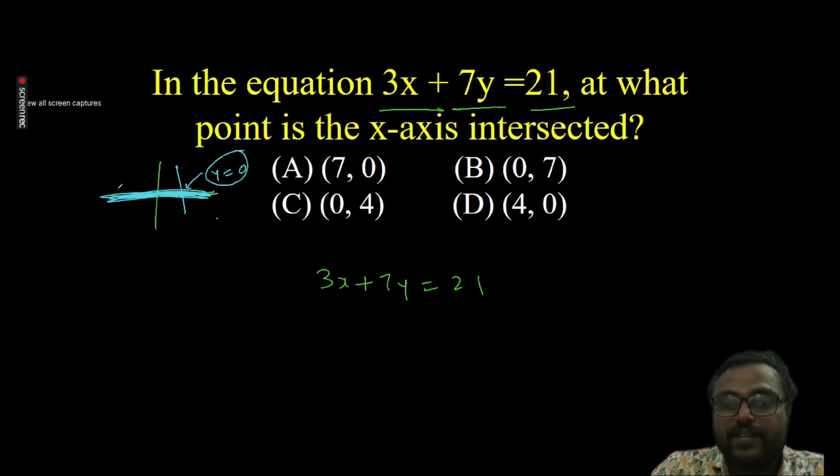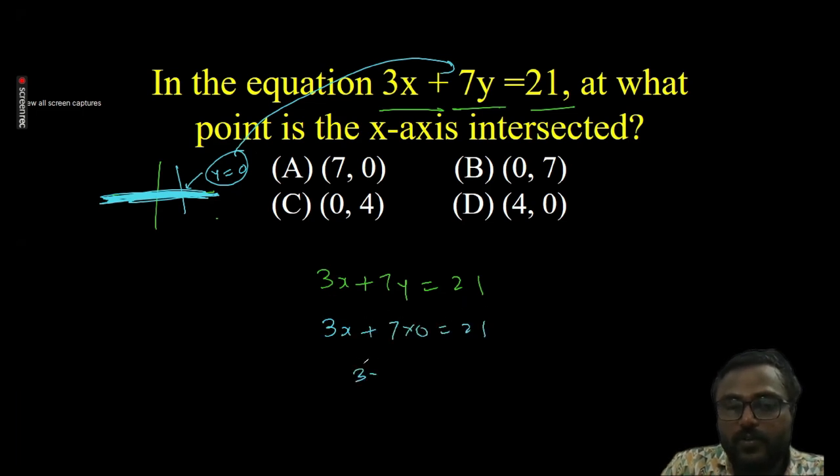On the x-axis, the value of y is 0 anywhere on the x-axis. So I'll just substitute the value of y equals to 0. So 3x plus 7 times 0 equals to 21. So what does that mean? 3x is equal to 21. X is nothing but, if I divide both the sides by 3, x is equal to 7.